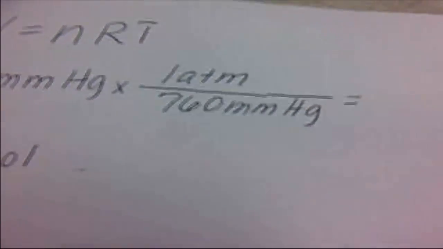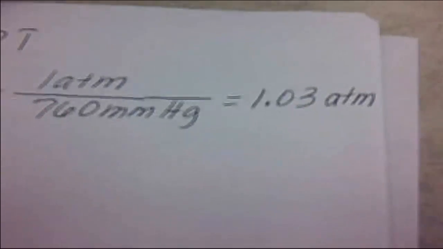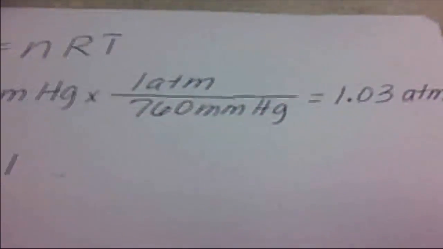Plug that into my calculator. And with sig figs, the given is 3, so I can have 1.03 ATM. And so now my pressure is in ATM, which is the appropriate unit for pressure.